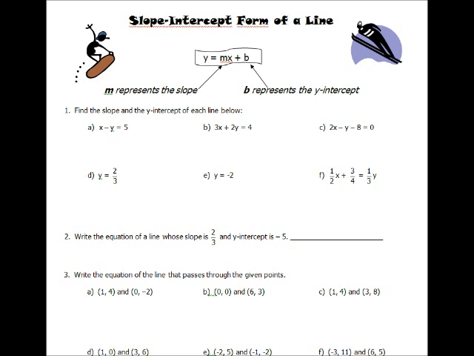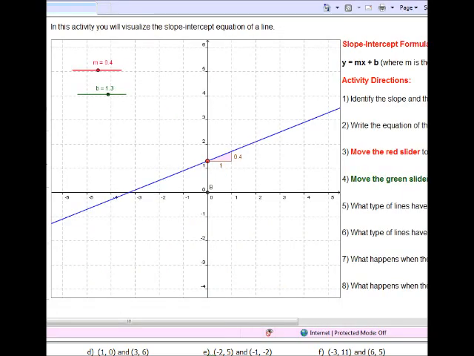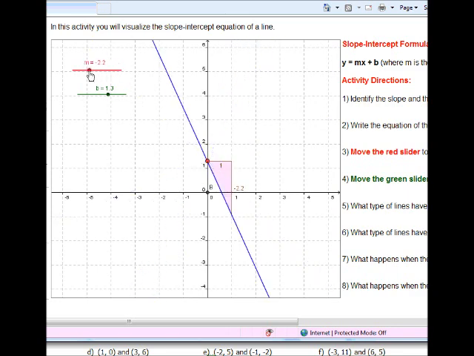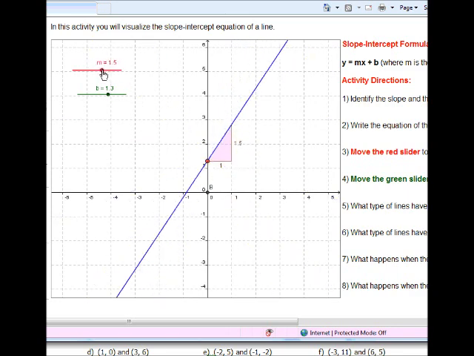So what I'd like to do is show you a little interactive that I also have uploaded to Edmodo that you can use to investigate slope and y-intercept. This is going to give you a little interactive of what slope looks like, and if you just drag these little green y-intercept and red slope dots here, it'll change the slope of your line.